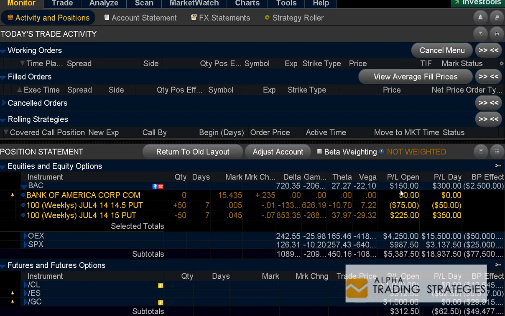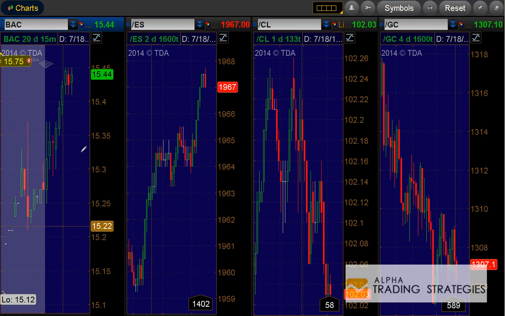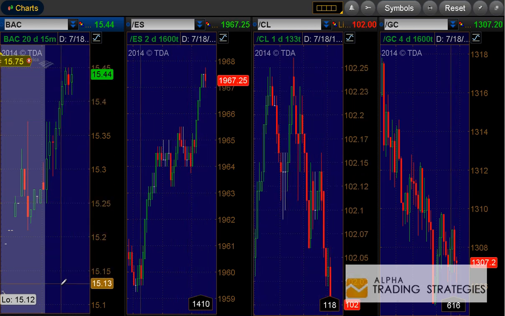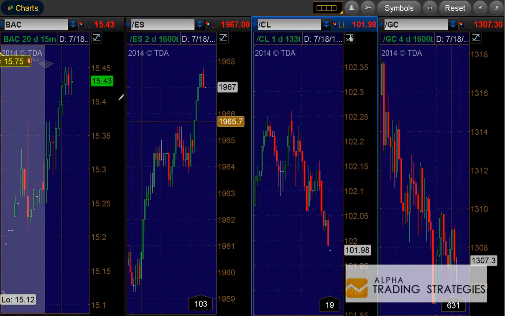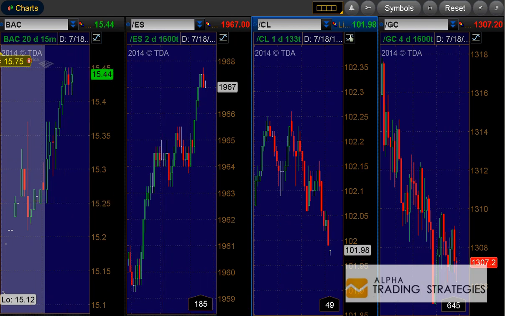I think the total premium was about $750 or something of that sort. So we're doing fine there. And if you look at the chart here, you will see that we are rising nicely. Anything above 15, we keep. And you see it's rising strongly or decently.